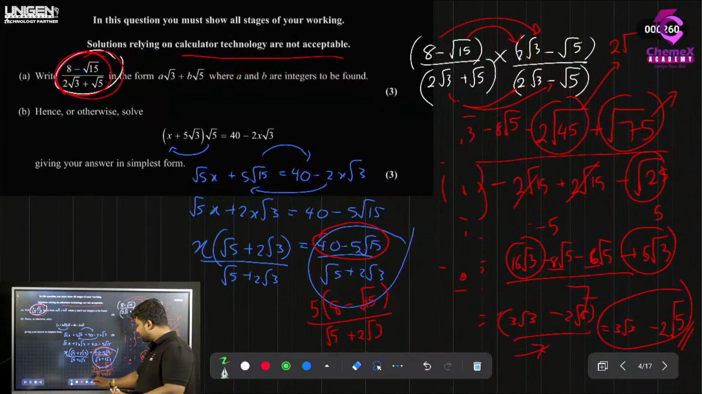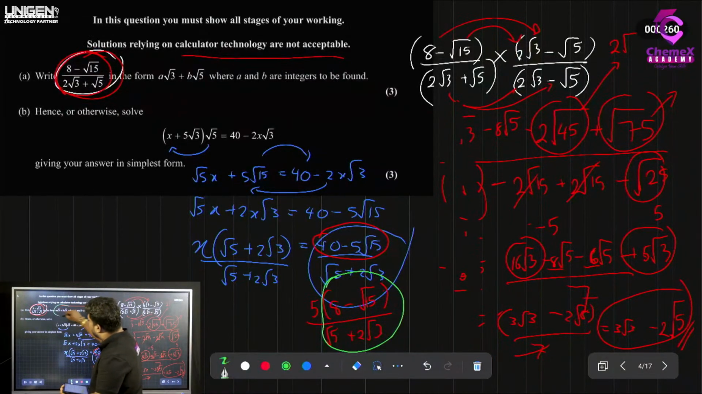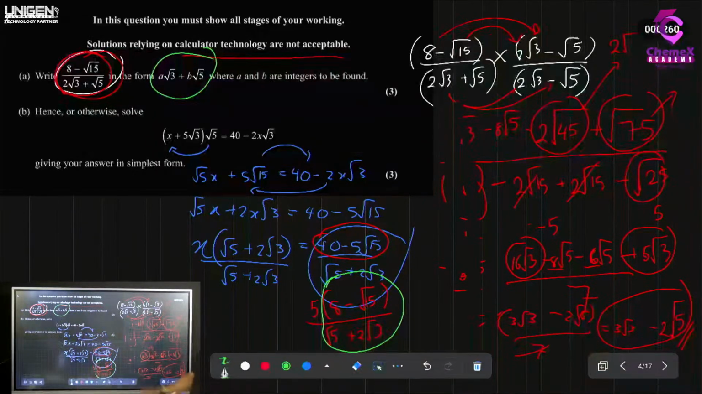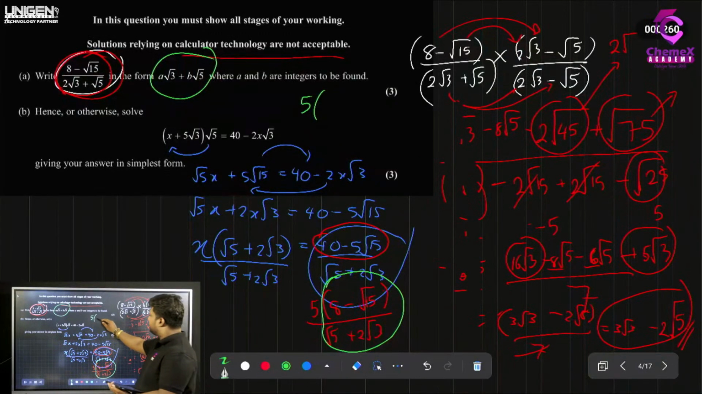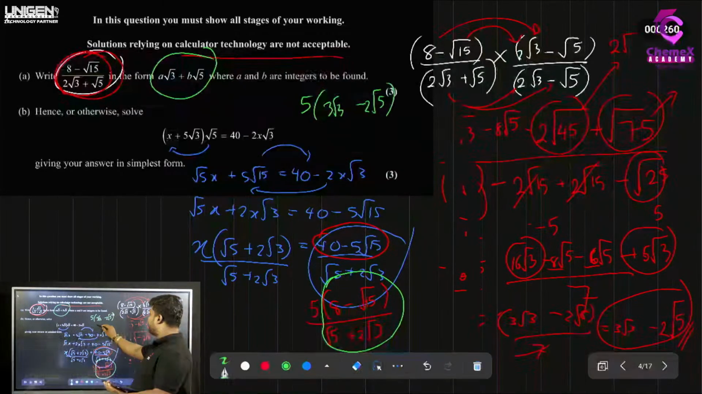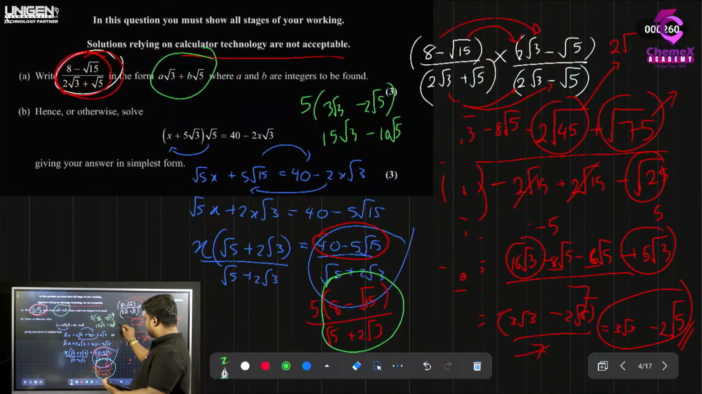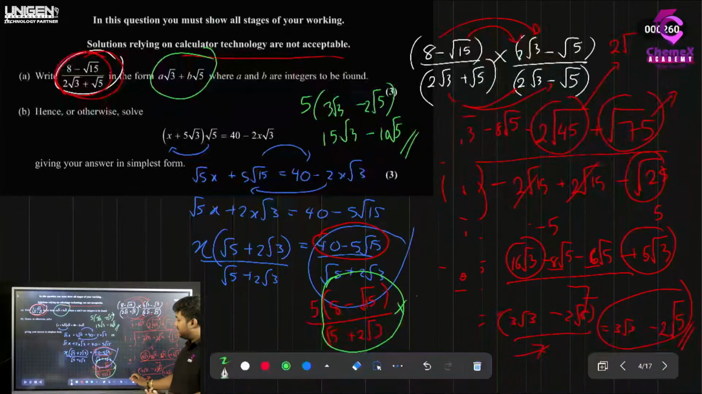So this part you can write the answer you got for the A part. Got it or no? So 5 bracket, what was that you got? 3 root 3 minus 2 root 5. So just expand from the 5. 15 root 3 minus 10 root 5. Do you understand or no? You don't need to rationalize again by 5 minus 2 root 3 over 5 minus 2 root 3. So you don't need to do that again.